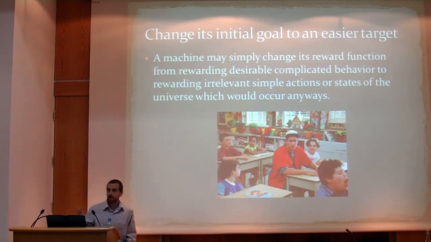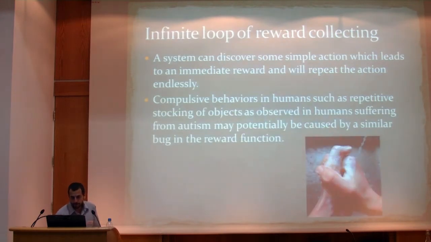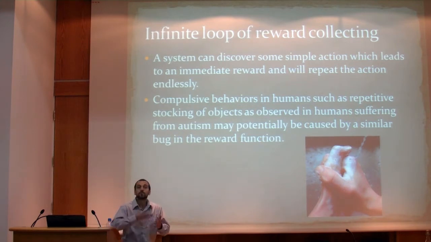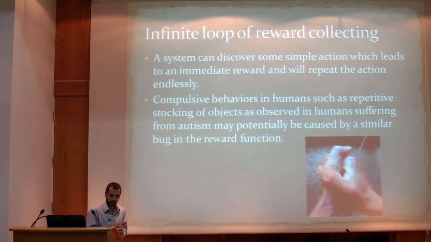The machine can essentially change the type of assignment it has to easier assignments, provide more reward for those things which are easier to accomplish. There is also the possibility of machines discovering simple behaviors which result in consistent reward administration, leading to an infinite loop of repetition of behavior. As I said, some of those behaviors we see in human beings with certain mental challenges.